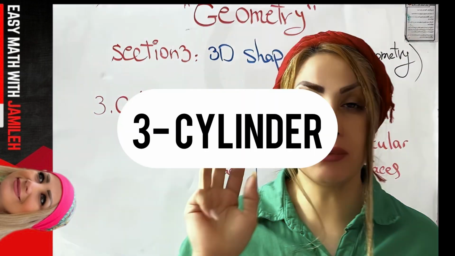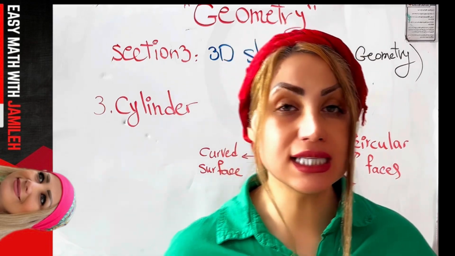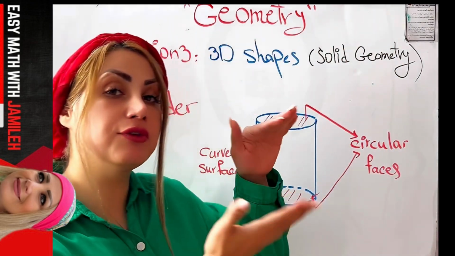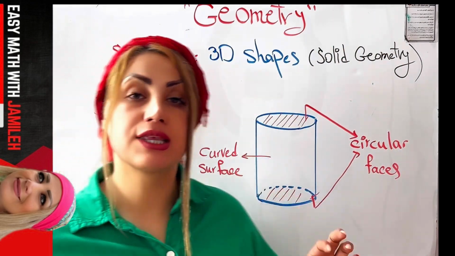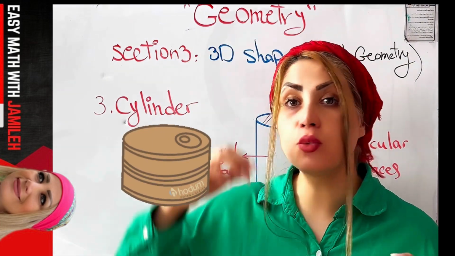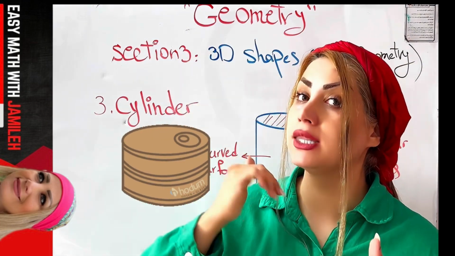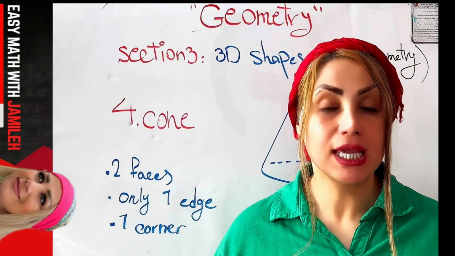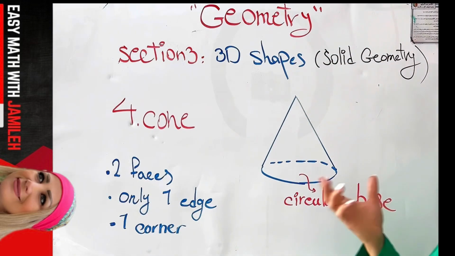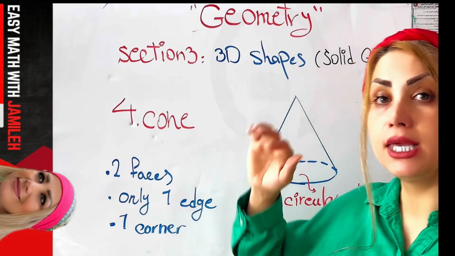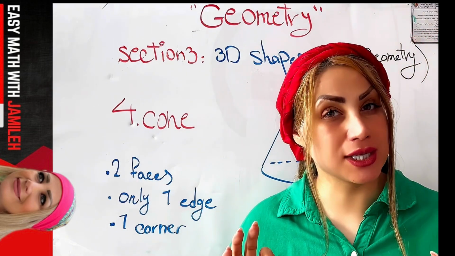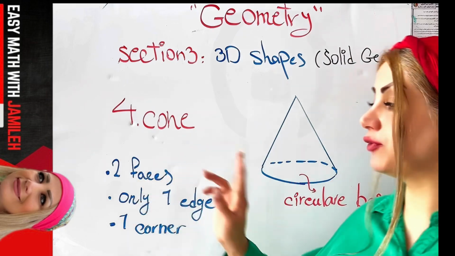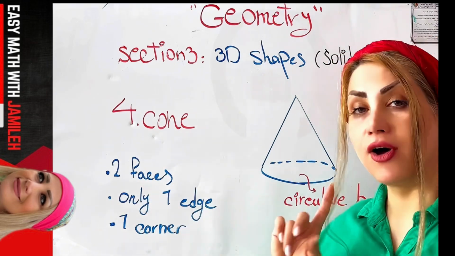Number three, cylinder. A cylinder has 2 circular faces and 1 curved surface. Think of a can. It has 1 circular top and 1 bottom. Number 4, cone. A cone has a circular base and it narrows to a single point at the top, just like an ice cream cone. It has 2 faces, only 1 edge and 1 corner.